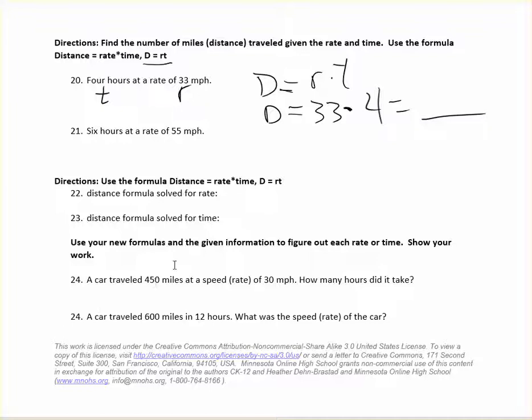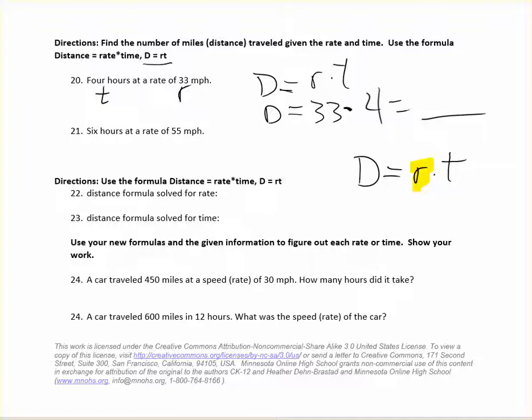Now in 22 through the next ones, you're going to use the same formula, distance equals rate times time. But in 22, they tell us to solve that for rate. Now that's very similar to the questions you did at the beginning of the worksheet. If we have to solve distance for rate, you have to first identify where the variable is. It's right here. What's happening to the variable that's keeping it from being by itself? It's being multiplied by t.